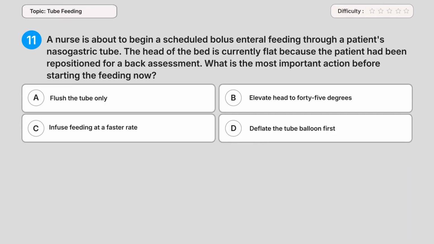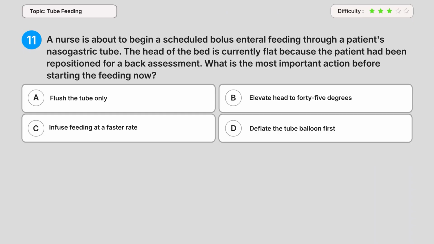Question 11. A nurse is about to begin a scheduled bolus feeding through a patient's nasogastric tube. The head of the bed is currently flat because the patient had been repositioned for a back assessment. What is the most important action before starting the feeding now?